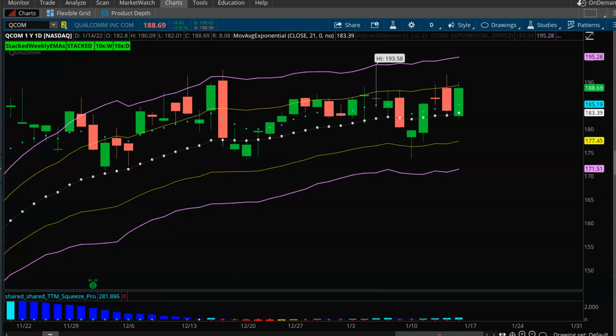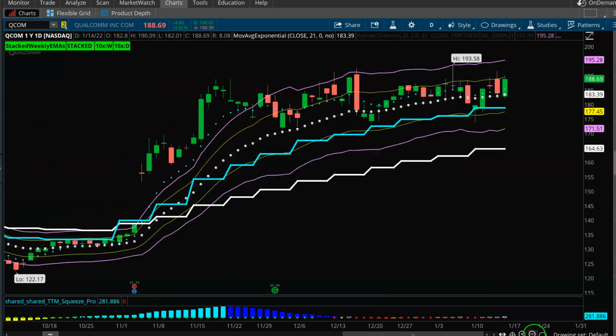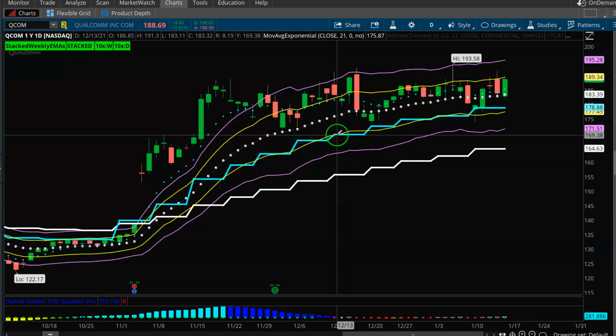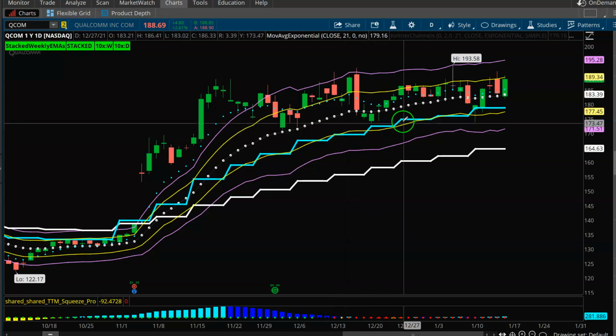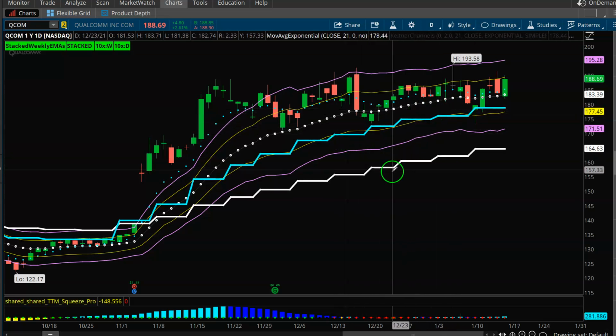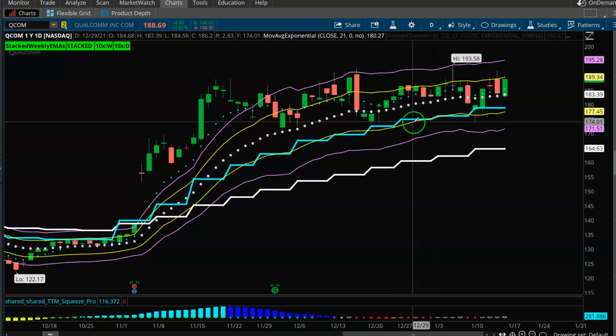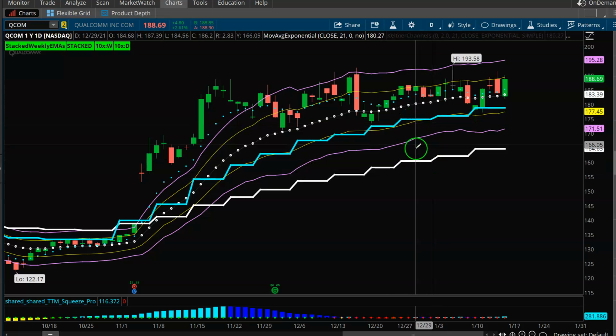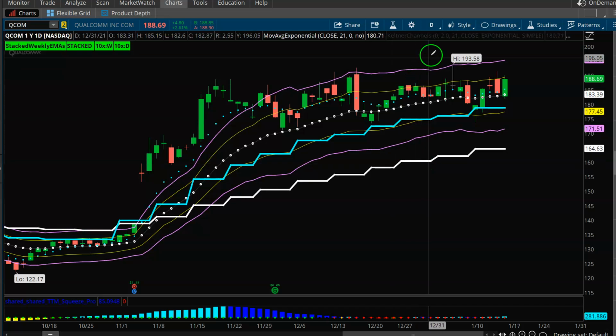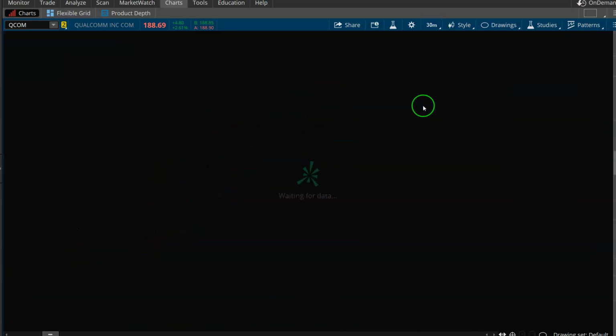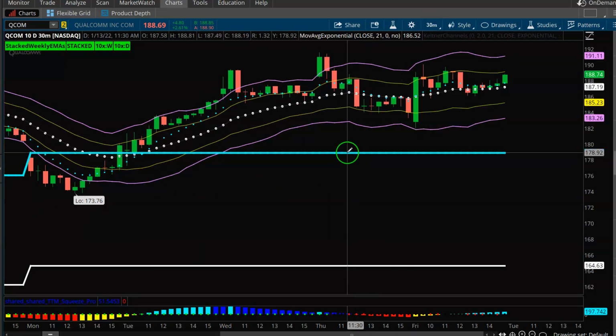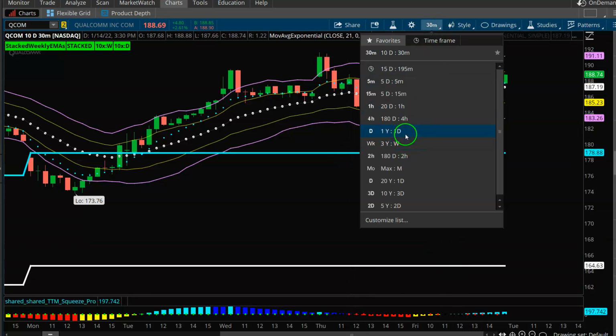So I'm going to show you something here real quick. Alright, check this out. Now you're going to see the blue stair-step looking thing and the white stair-step looking thing. That's the weekly 8 EMA and the weekly 21 EMA plotted on any time frame. If I shift it to a 30-minute chart here, there's my weekly 8, there's my weekly 21. I want to show you why this is important.